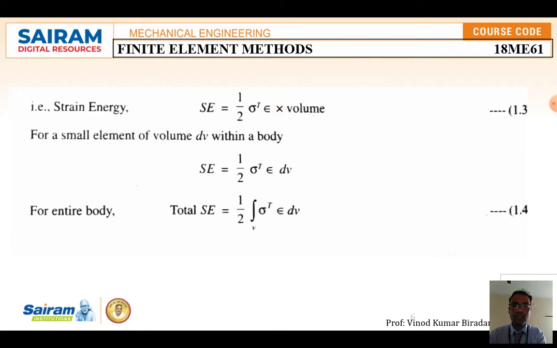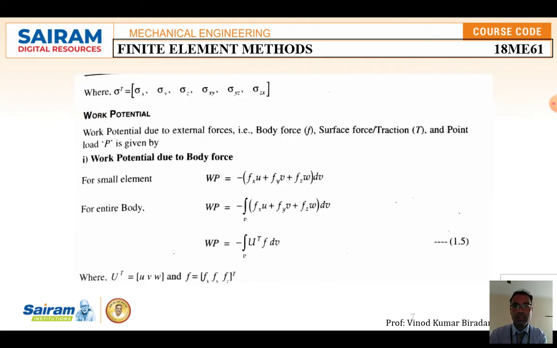Strain energy is equal to half of sigma transpose, that is sigma x, sigma y, sigma z, and the strain along those directions, into the volume. For a small element with change in volume dV within the given body, the strain energy is half of sigma transpose epsilon dV. For the entire body we apply integration, so the total strain energy is half of the integral over V of sigma transpose epsilon dV. This is the total strain energy present in the given body. Give this equation number 1.